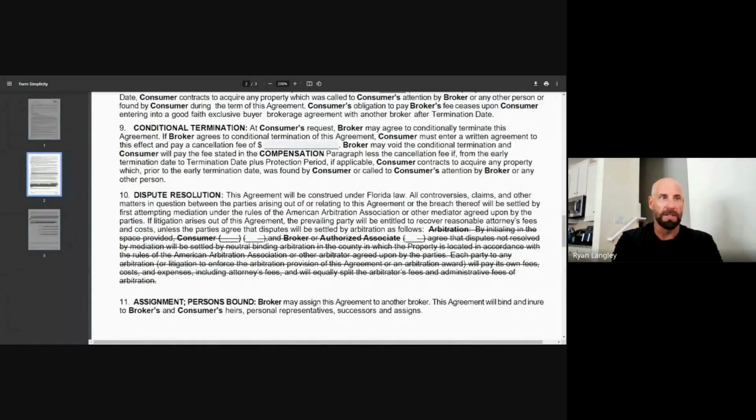Your consumer's obligation to broker fee ceases upon customer entering into good faith exclusive broker agreement with another broker after the termination date. So I get this question from you guys a lot. What if they sign with me today and then I've got them on a 6-month agreement and they sign with another broker a month from now because they want to see some house real quick on a Saturday? They owe both of you. The only way they wouldn't is if it's after the termination date. So keep that in mind.